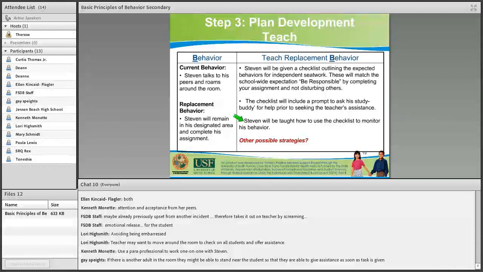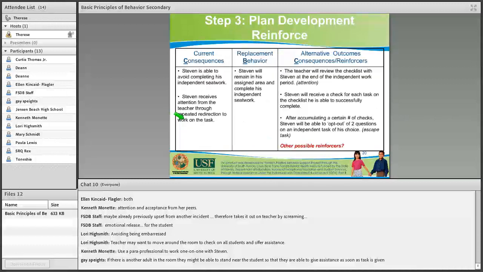So do you guys have other ideas of what skills you might need to teach Stephen so that he can demonstrate this replacement behavior? I know this was a head scratcher. I thought that using the checklist was a great idea. And self-monitoring is one of those intervention strategies that has a nice amount of research to support it. So self-monitoring is a really nice intervention. Okay, for the sake of time, I'll go ahead and scooch on to the next slide.